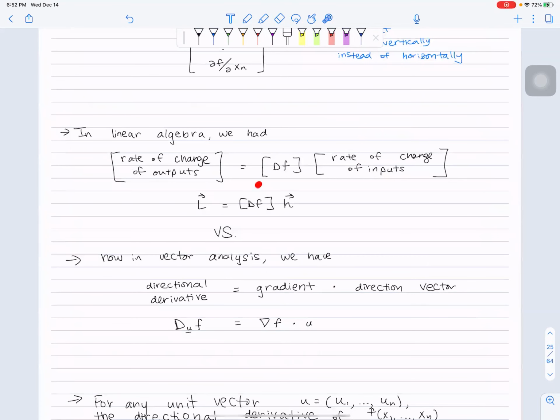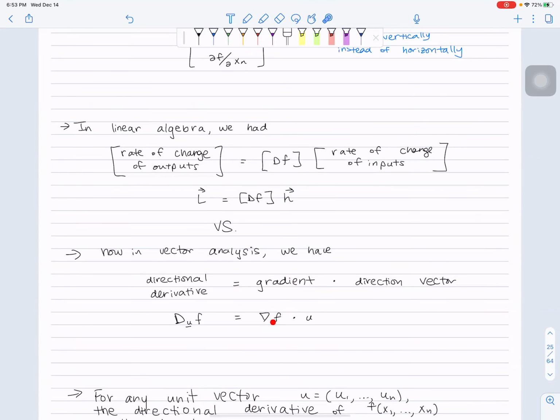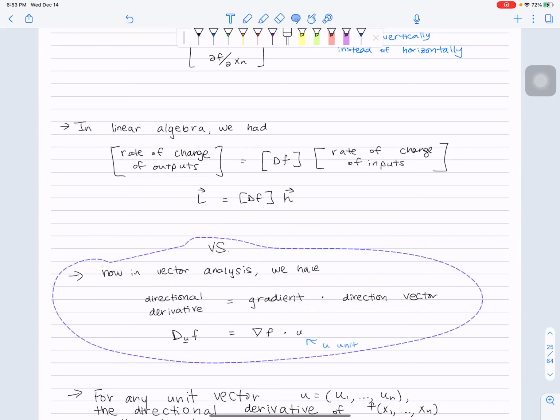With the derivative matrix, we had those rates of change, right? So we had df times the rate of change of inputs equals the rate of change of outputs. For gradients, we have something similar: if we take the gradient and dot it with some direction vector, then we get the directional derivative. This is for the specific case where u is a unit vector. Then we get something called the directional derivative.